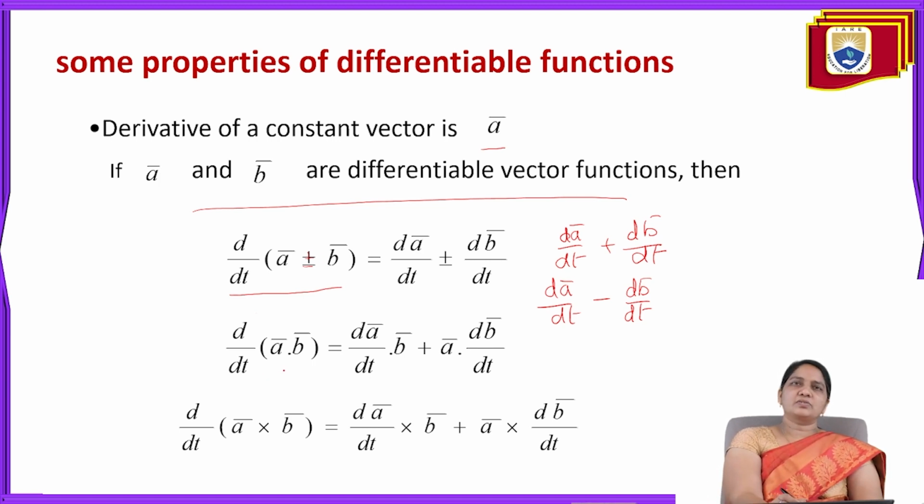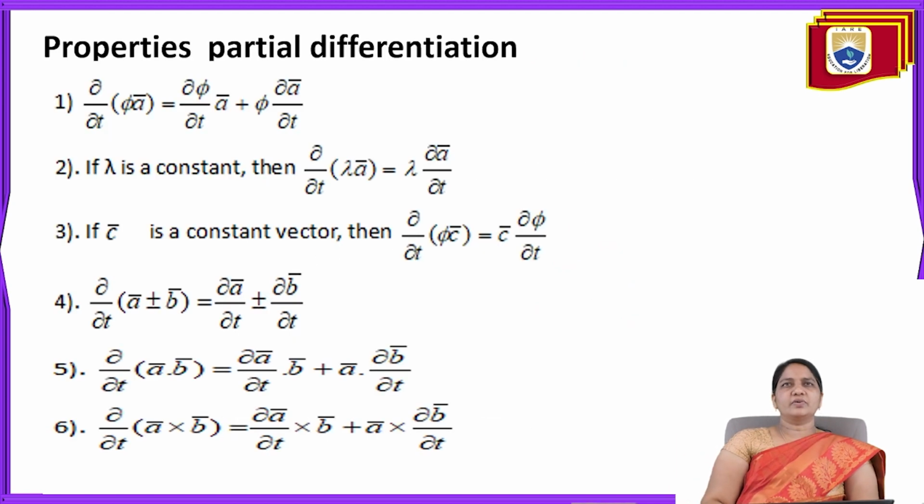So you can see here, next one is dot product. So d by dt of a bar dot b bar equals dA bar by dt dot b bar plus a bar dot dB bar by dt. Next formula is d by dt of a bar cross b bar. You can say this one: dA bar by dt cross b bar plus a bar cross dB bar by dt. These are some of the properties of differential functions.